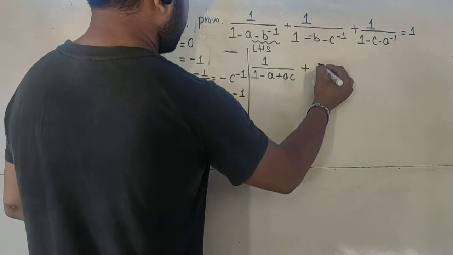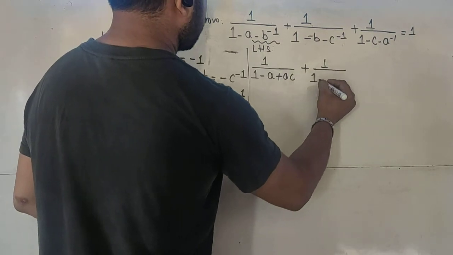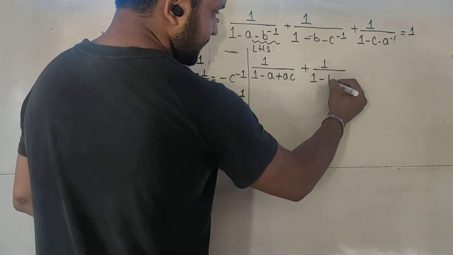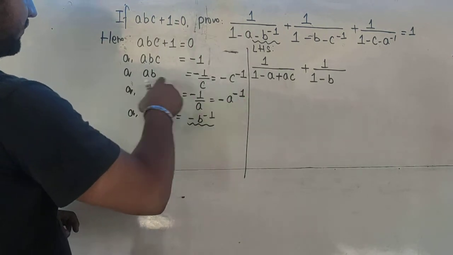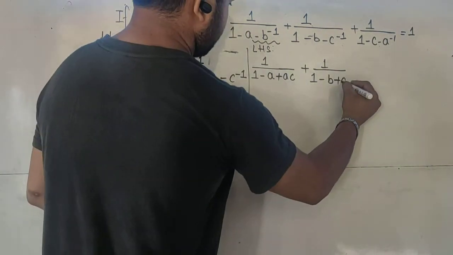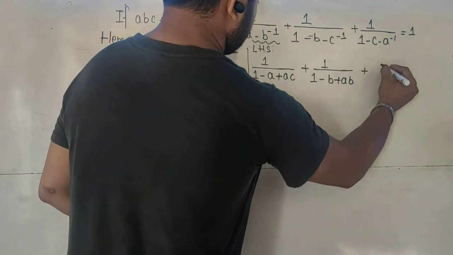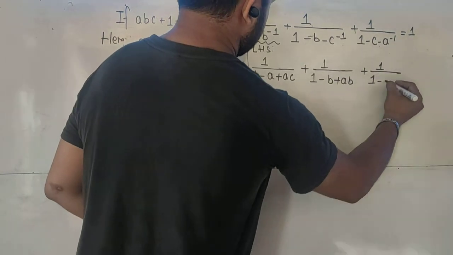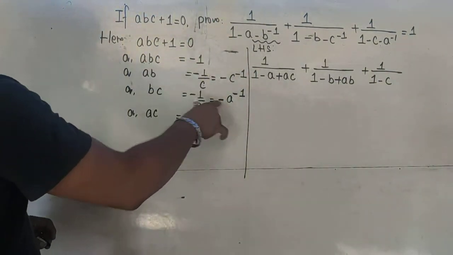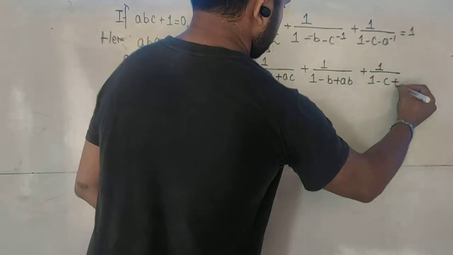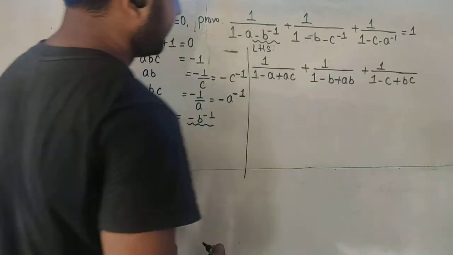Now if you do the same on the other two terms, you will also get minus 1 minus b. You have minus c inverse, and minus c inverse is plus ab. Do the same thing on the other side. You have 1 minus c, and you have got that minus a inverse is plus bc. Okay, this is what we get here.